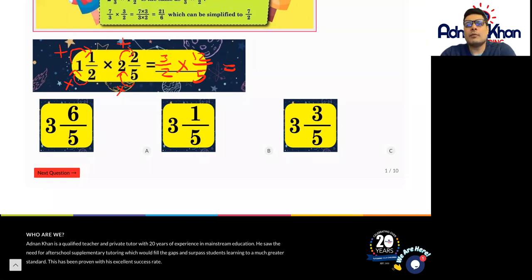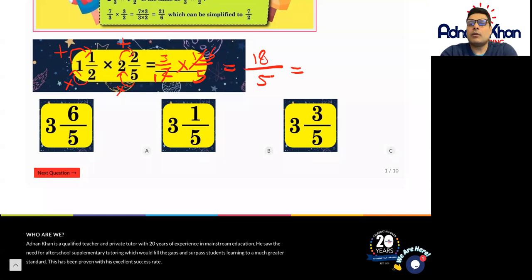Before we multiply, we can actually simplify across. We can't simplify 3 and 5, but we can simplify 12 and 2. So which number divides into 2 and 12? Let's go for 2. So 2 divides into 2 once, and 2 divides into 12 6 times. So let's multiply across now. 3 times 6 is 18, and 1 times 5 is 5.